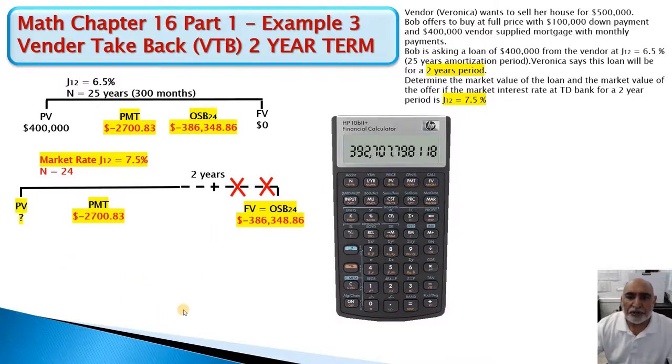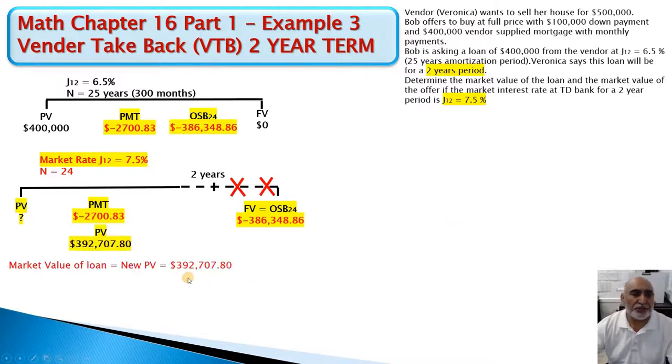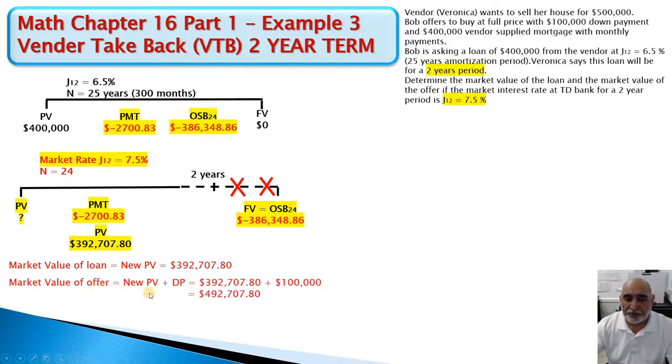So that number we just found, 392, is the market value of the loan, and the market value of the offer is new PV plus the down payment. New PV is 392, down payment was 100, so 492.